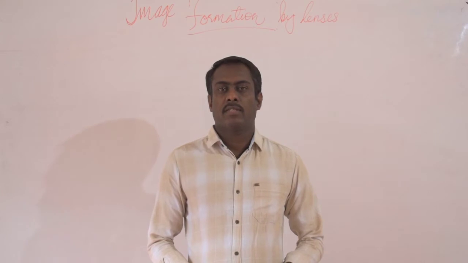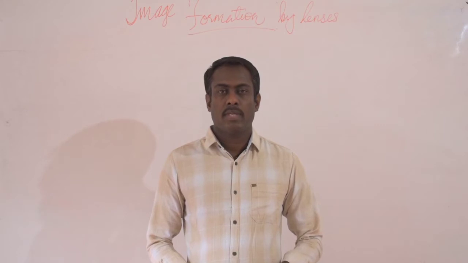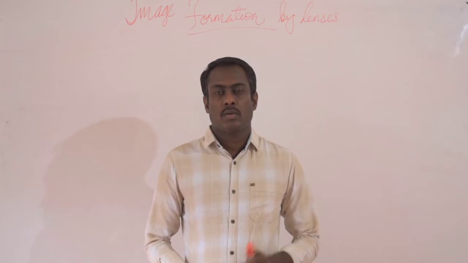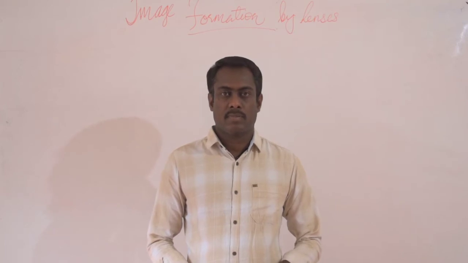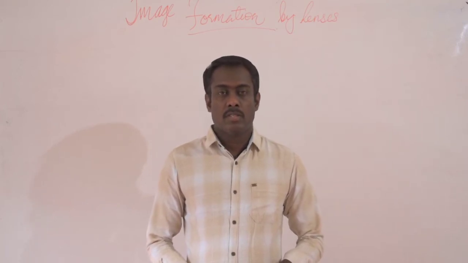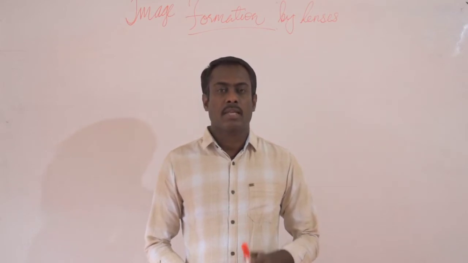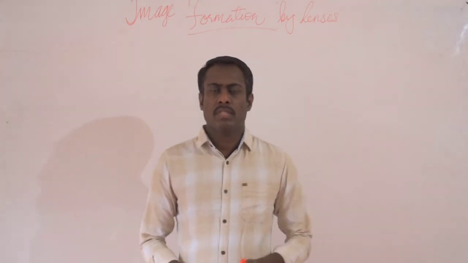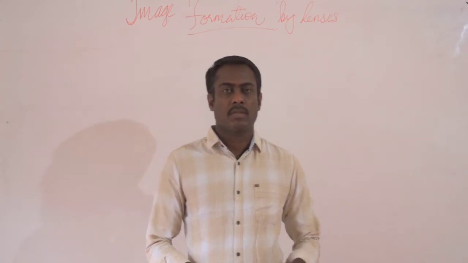In the previous class, we learned about spherical lenses and also the image formation by spherical lenses. In order to track the image formed by a spherical lens, we need to consider three ray diagrams. Today, in this video, we are going to describe the image formed by spherical lenses when the object is kept at various positions. First, we are going to see the image formed by the convex lens when the object is kept at different places.